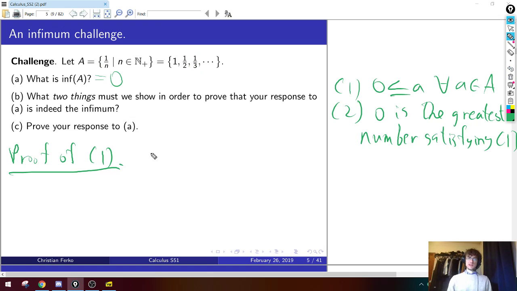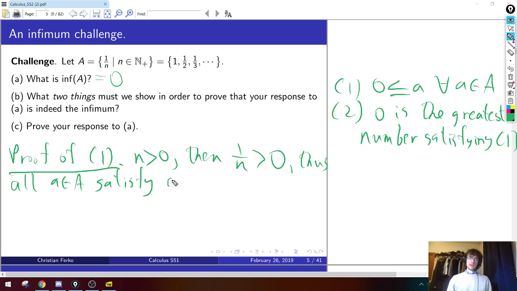Yes. So another way to say that is, if n is positive, then 1 over n is also a positive number for any positive integer. So thus, all a in A satisfy that a is greater than 0. So that's enough. All we have to do is prove that they're all greater than or equal to 0, but it certainly works if they're greater than 0. Okay, good. So that's just a statement that if you take a positive number and then take the inverse of that number, it's still positive.